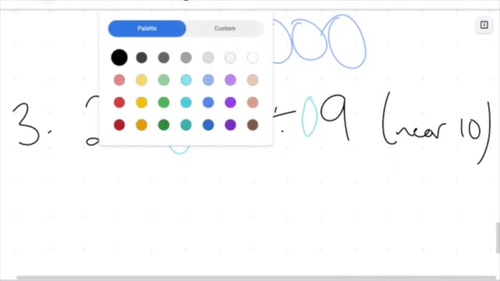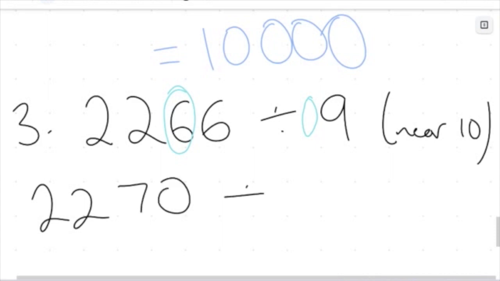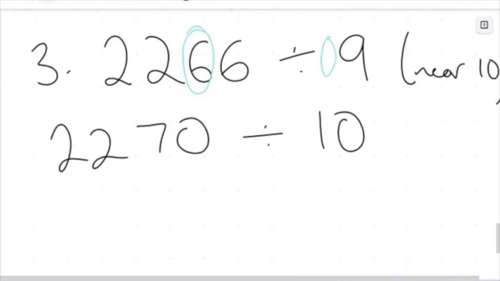Now, for this first term, the number next to the one in my tens column is greater than 5. So hopefully by now we get the idea. We're going to round up. So 2,270. And 9 rounded to the nearest 10, well, to the right of my number in my tens column, I have a number greater than 5. So I'm going to round up. So I'm going to get 10 here.